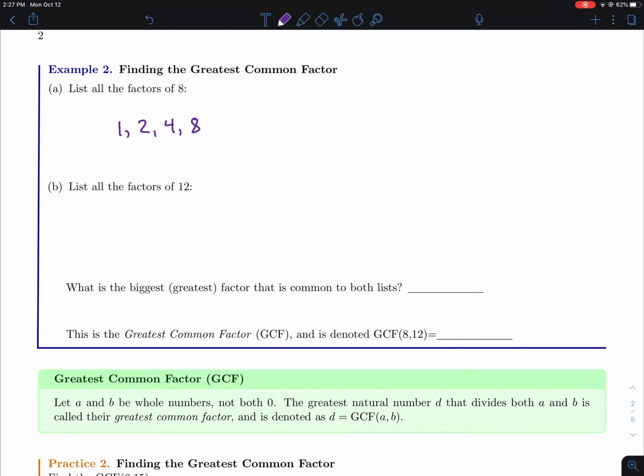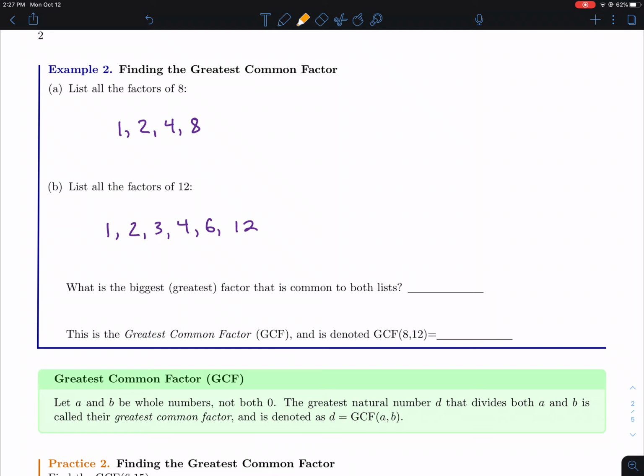And now do the same thing for 12. So we've got 1, 2, 3, 4, 6, and 12. And again, in this case there won't be an infinite number of multiples, but there could be more than one factor that's in common.